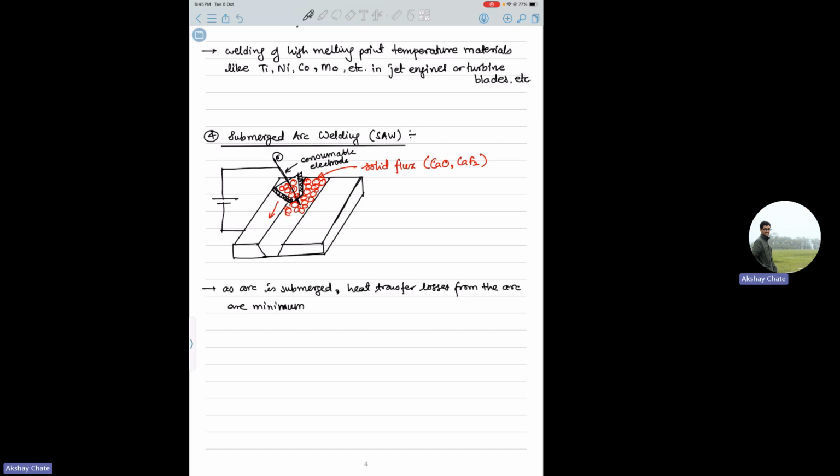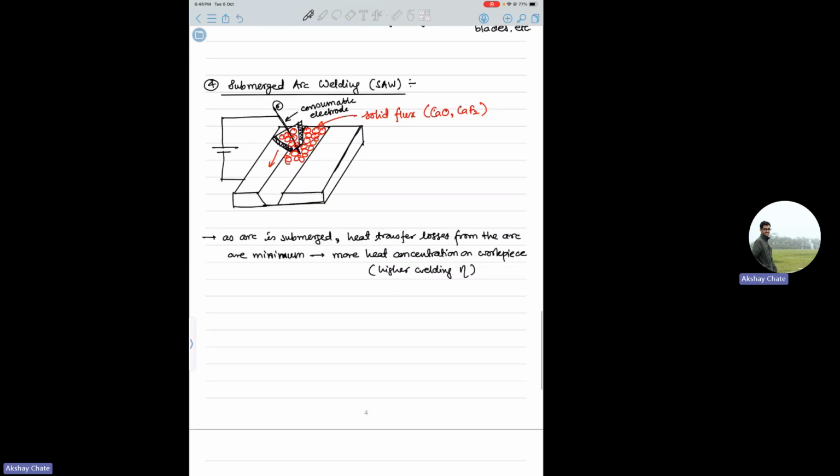Since there are fewer heat transfer losses from the arc, there is more heat concentration on the workpiece. So that is a good thing, right? So you'll have higher welding or melting efficiency, whatever you want to call it. It increases the efficiency of your welding process.